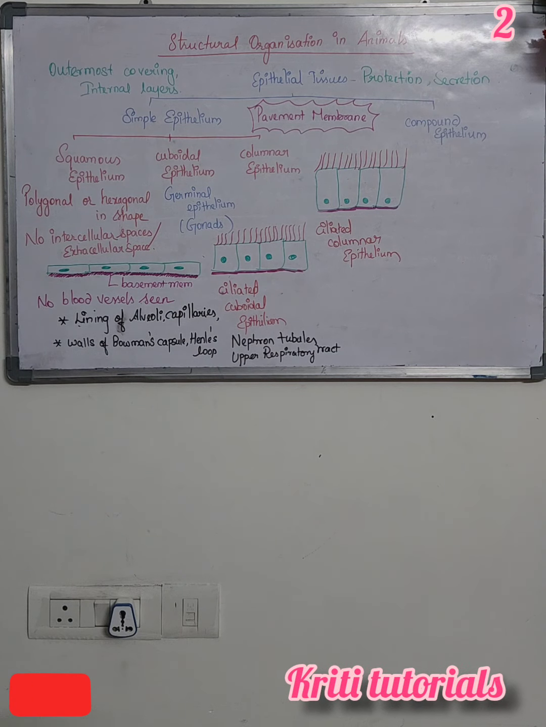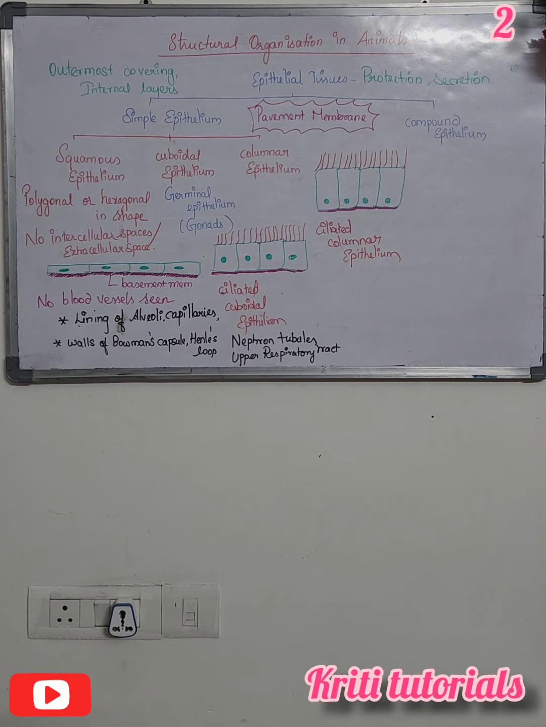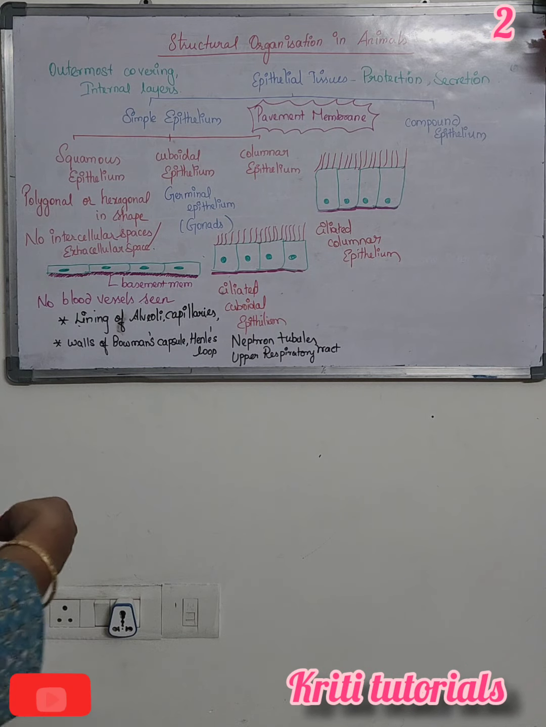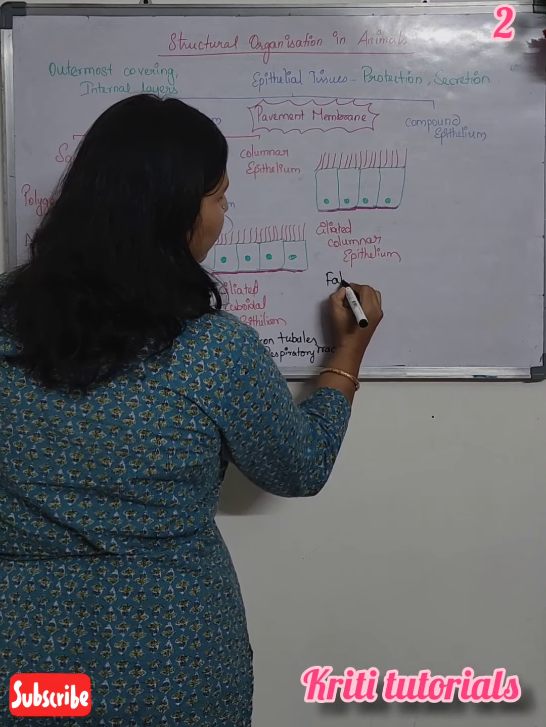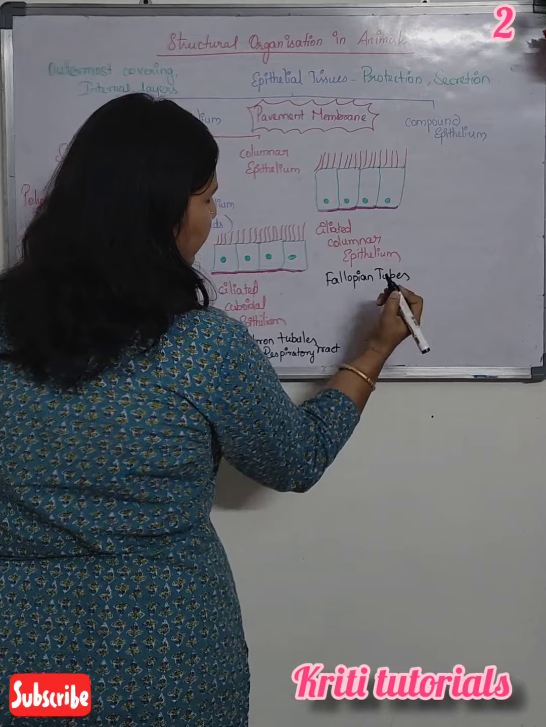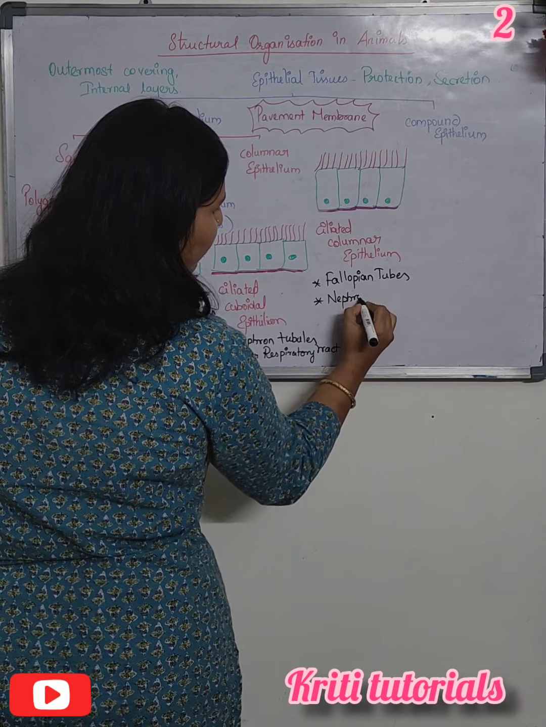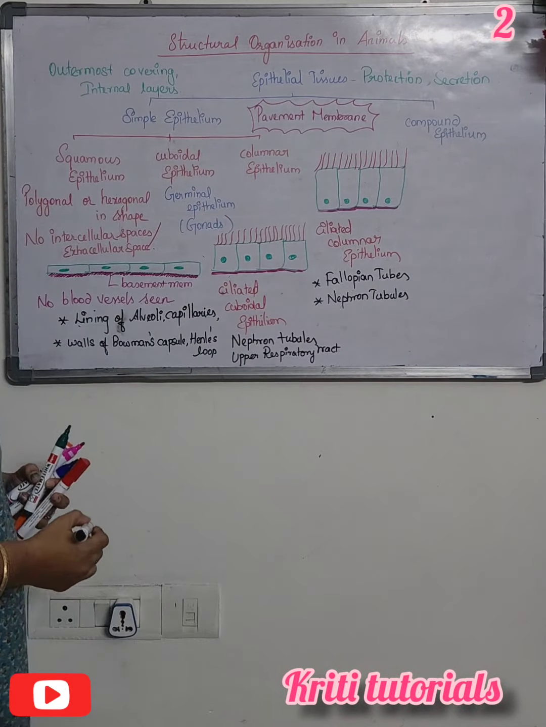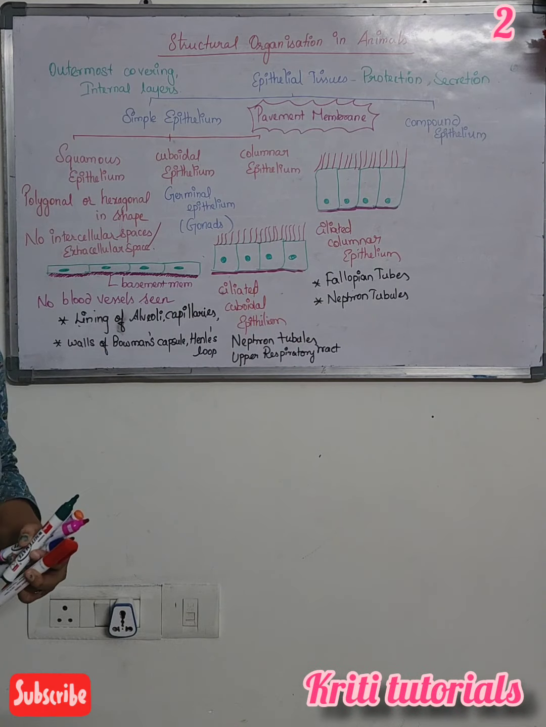Then coming to the location of ciliated columnar epithelial tissues, they are found in the fallopian tubes of the female reproductive system, and also in the nephron tubules.